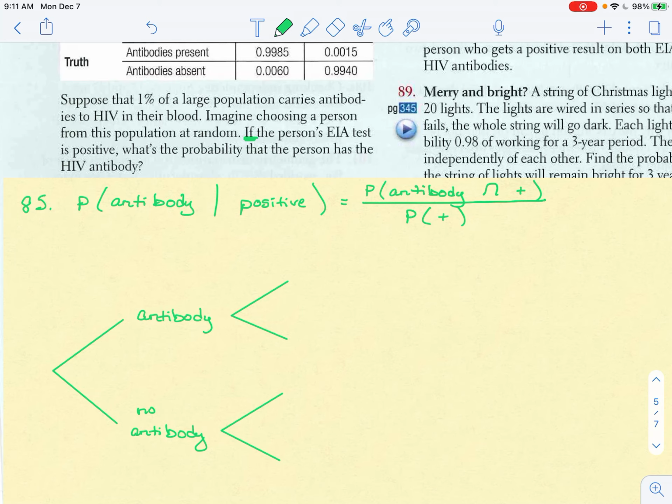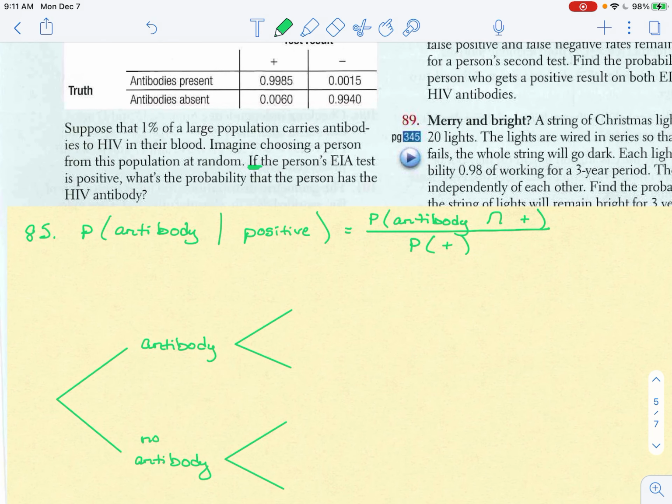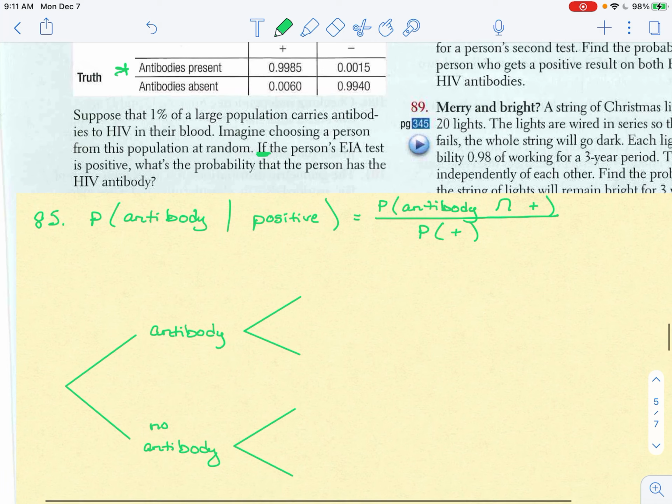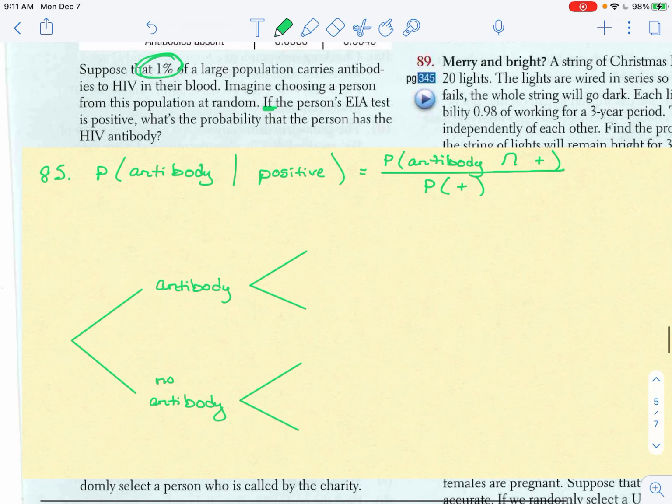So I need to look at this tree diagram to figure it out, because 1% of the population carries antibodies. That's one thing that's not in this chart. It says antibodies present, 100% of those people are either going to be positive or negative, but it's not including this 1%. So I'm going to just put it on my tree. 1% of the population will have the antibody in their blood, so 99% don't.